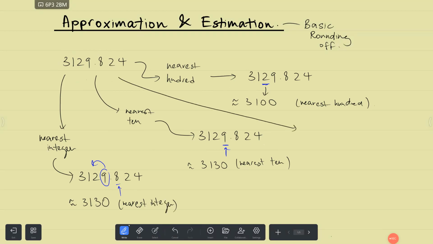Last example, if we were to round off this number to 2 decimal places, in this case, no need to say nearest, you just write 2 decimal places. We have the following value, 3129.824. Same thing here, look at your third decimal place, and it will tell you to round down, and you get the following answer, 3129.82, and you write down 2 dp. Right? That's it. Thank you so much.